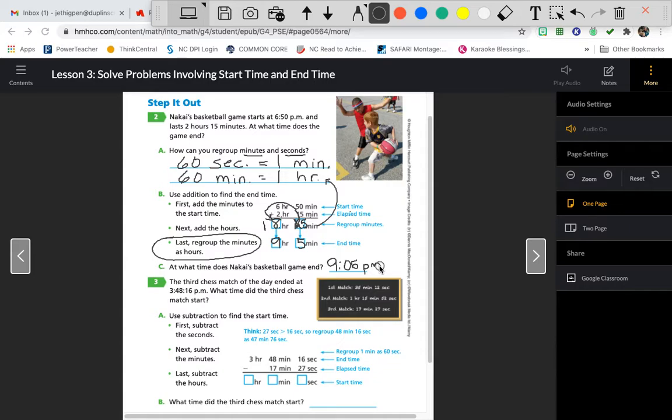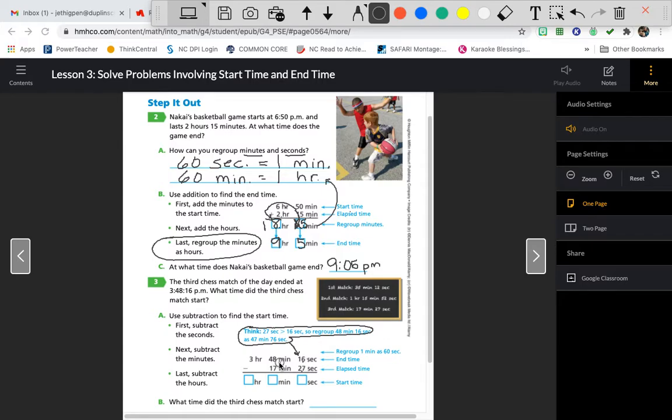So for just a second, pay close attention here. It says, think: 27 seconds is greater than 16 seconds. So you're going to be regrouping here. So it says first subtract the seconds. And that's why they wanted you to think about this. 27 is greater than 16, so we've got to do something. We need to regroup.